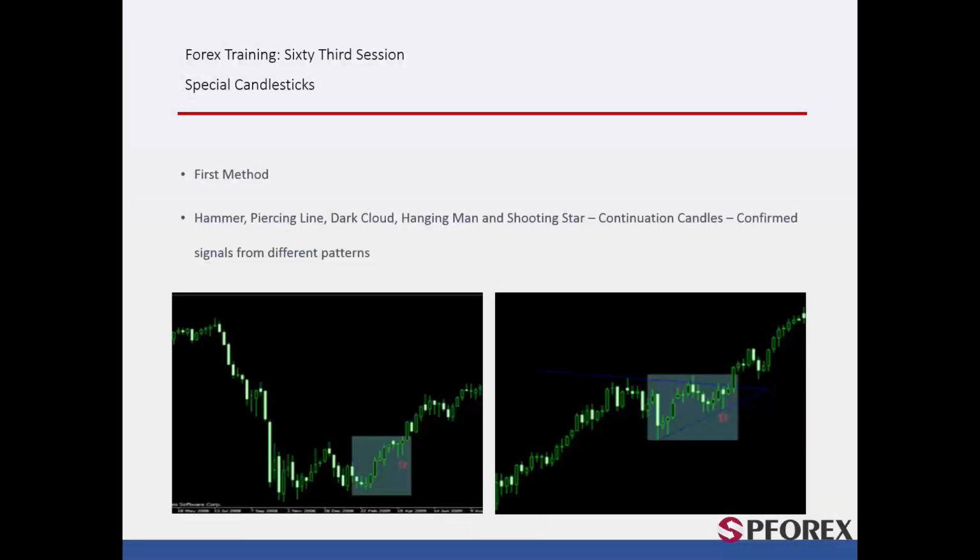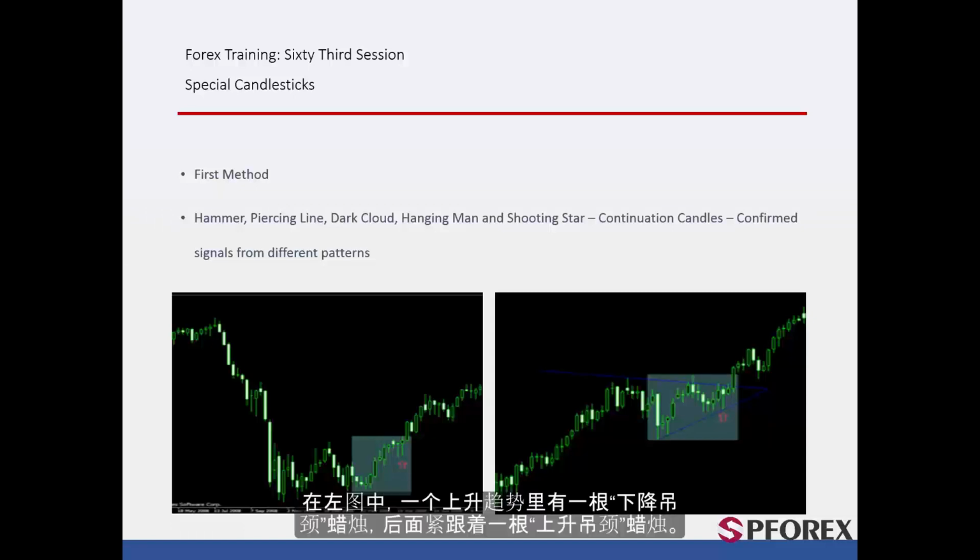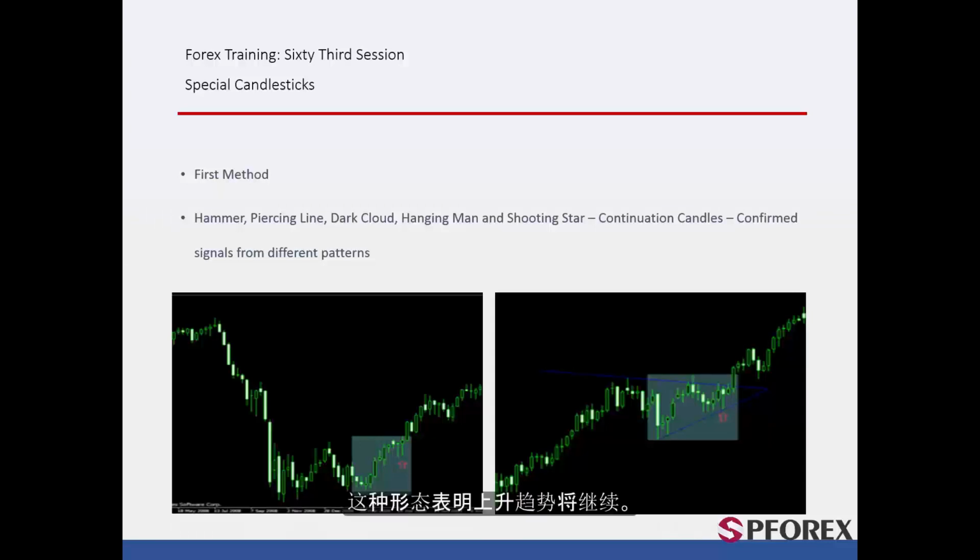First method. Hammer, piercing line, dark cloud, hanging man and shooting star are all special candlestick patterns that can form in a trend to determine the future direction. On the left graph, a bullish hanging man has formed on an upward trend just after a bearish hanging man.